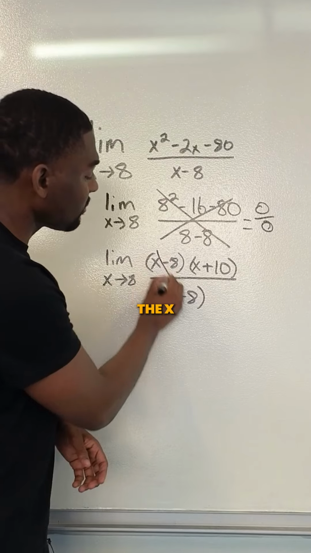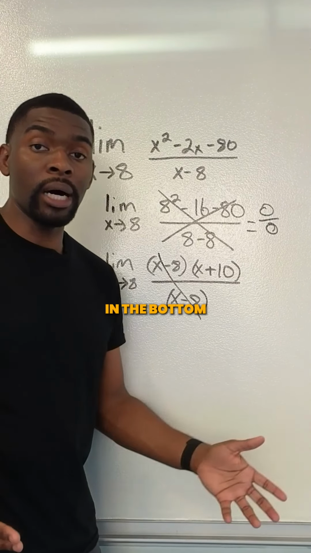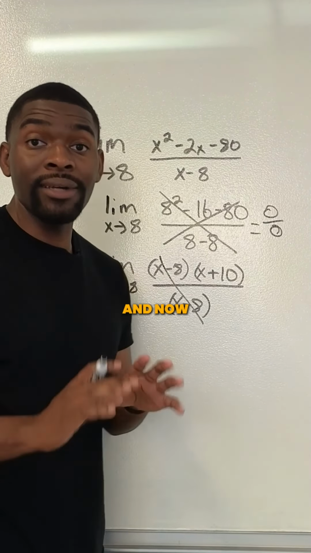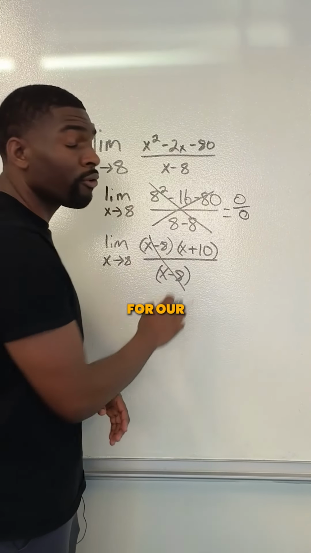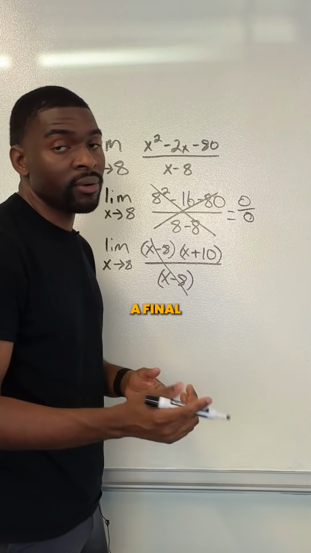Now, we'll see that the x minus 8 will cancel from the top and the bottom. This is very typical for limit problems. And now, finally, we would do a direct substitution to get our final answer. We'll simply plug in 8 for our x, and 8 plus 10 will give us a final answer of 18.